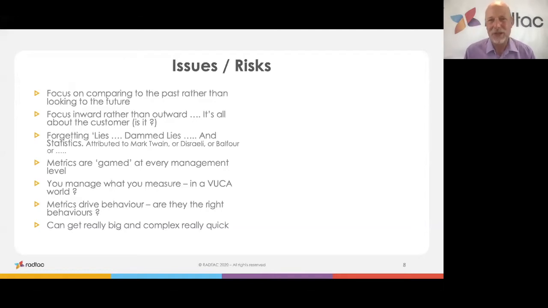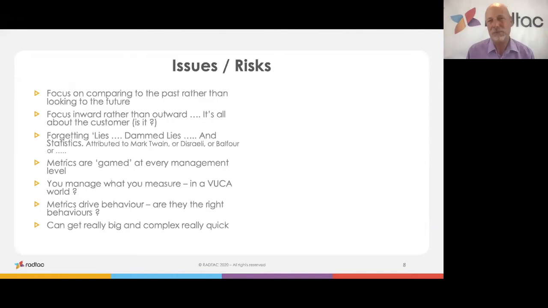Metrics are gamed at every management level. That's certainly an issue I've seen over the last 30, 40 years, that every management level wants to add their two penneth into the measures. So by the time it gets to the senior management level, you're not totally sure what you're looking at. So yeah, that's a risk with doing this sort of stuff.